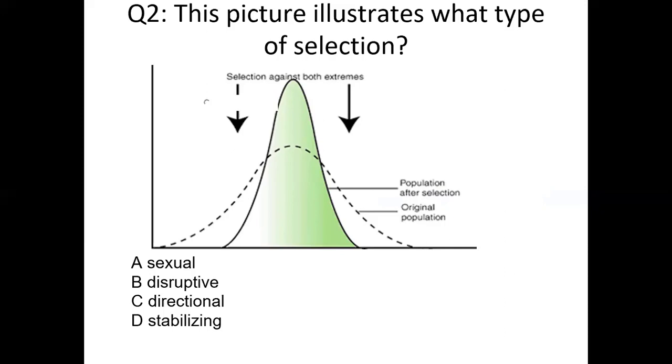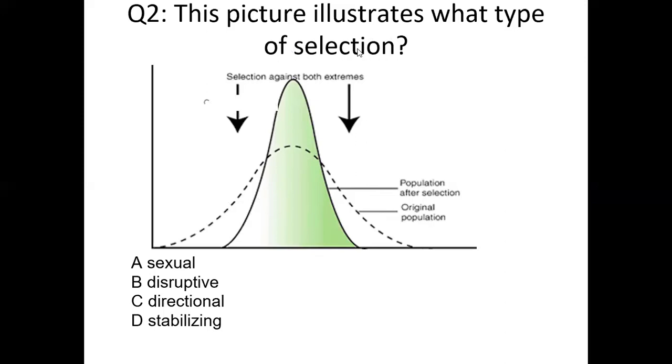Okay, so let's see. All right. It is stabilizing, absolutely. So the extremes are not selected for, and the intermediate phenotype is. And this could be a size issue, maybe only a certain size organism can live in a habitat, like a certain size hole. And if you're too small, you get eaten or trapped or something, then that would lead to stabilizing selection based on body size.